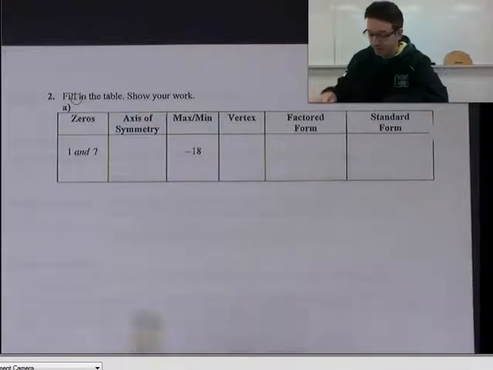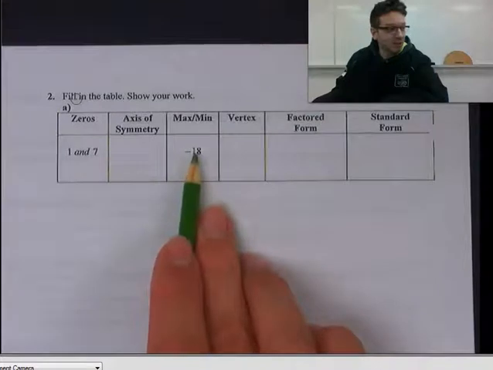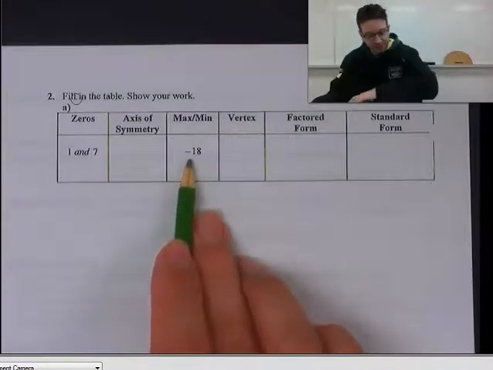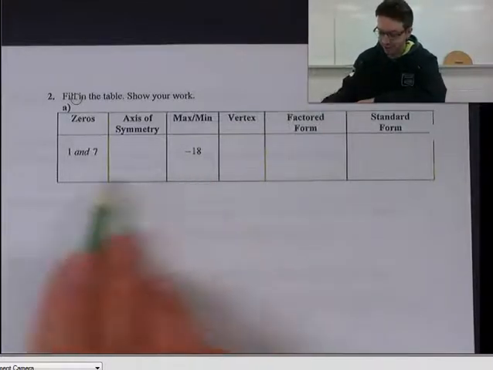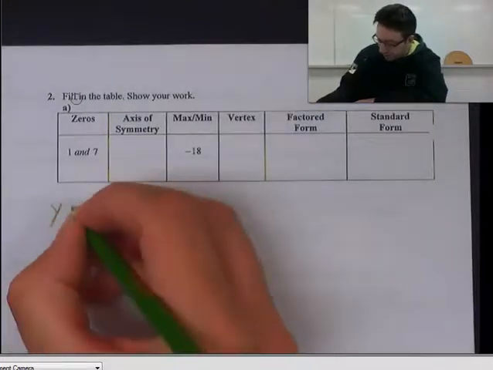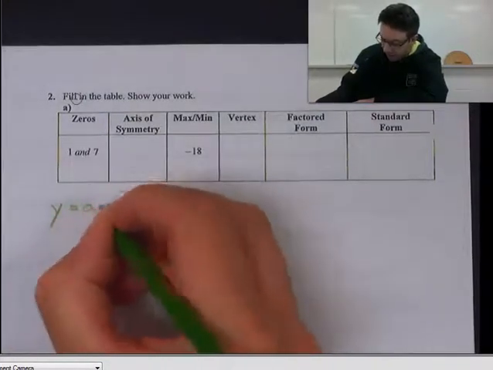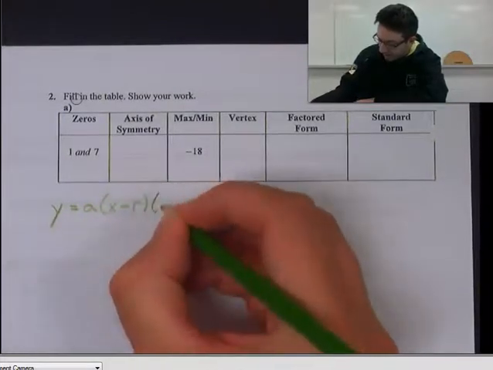Now what they do give us are the zeros and that maximum or minimum point. We don't know if it's a maximum or minimum. So let's figure out how we're going to do this. Let's start with the zeros. Here's our equation. y equals a times (x minus r) times (x minus s).